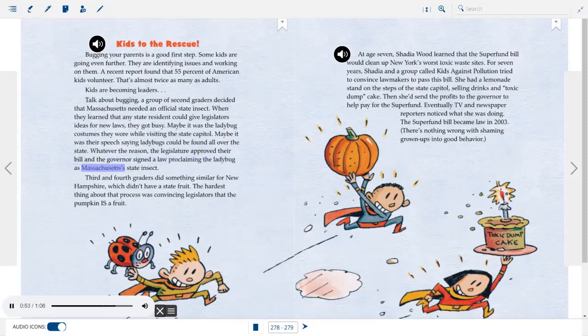insect. Third and fourth graders did something similar for New Hampshire, which didn't have a state fruit. The hardest thing about that process was convincing legislators that the pumpkin is a fruit.